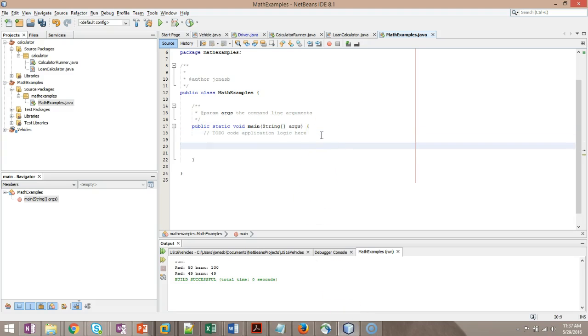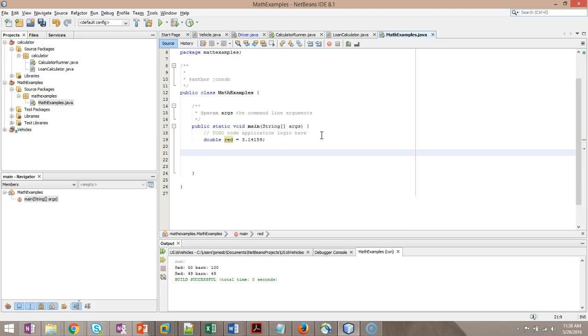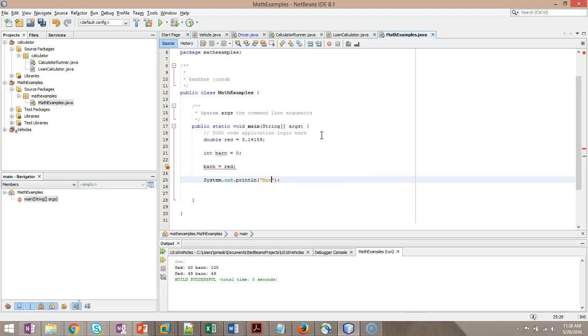So I'm going to start with a simple program, and I'm going to say double red equals, and we'll just make some number like 3.14159, something like that. Okay, now I'm going to say int barn equals 0, so a simple initialization, and then we're going to say barn equals red, and then I'm going to say System.out.println barn, plus barn plus red, and then we'll say plus red, like so. Now notice that line number 23 gives me a red line.